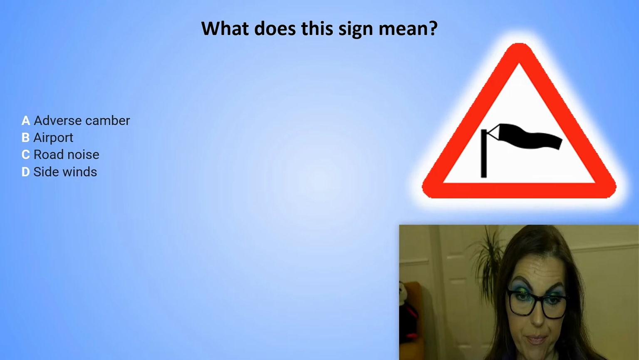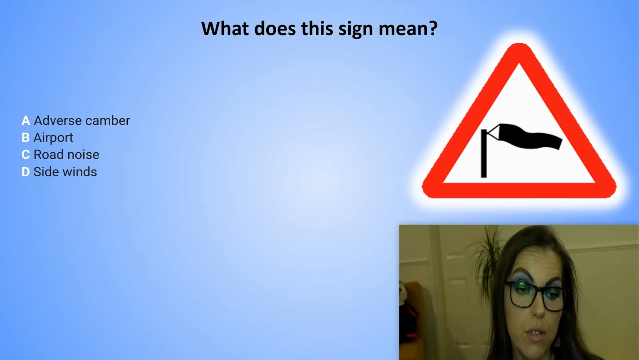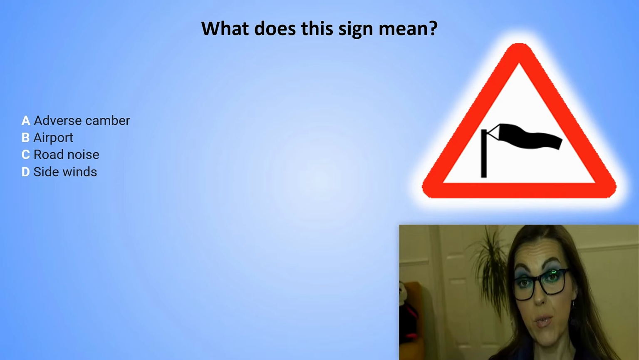Next question. What does this sign mean? A. Adverse camber. B. Airport. C. Road noise. Or D. Side winds. Let's begin the countdown.